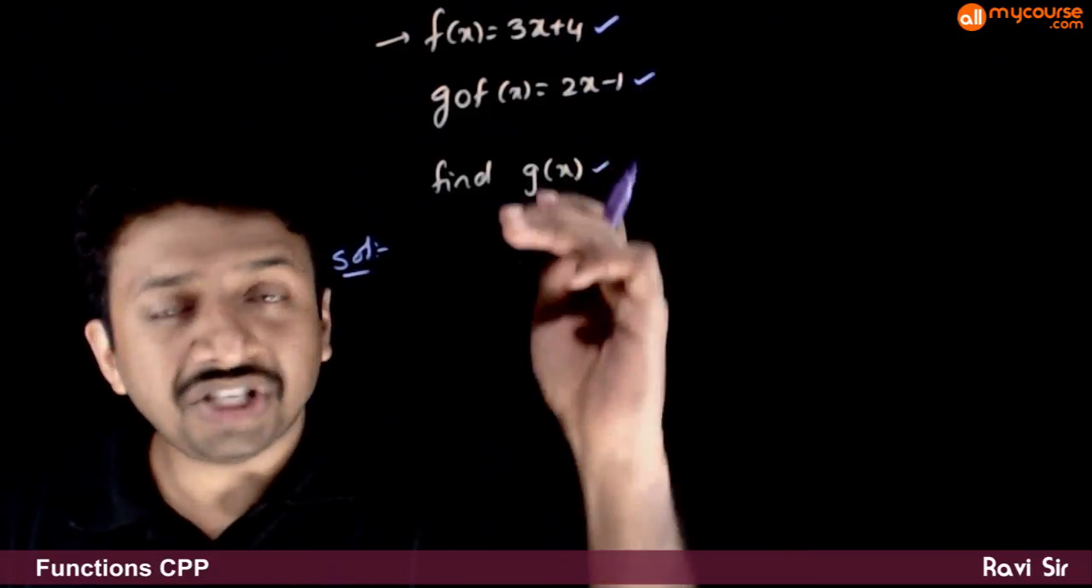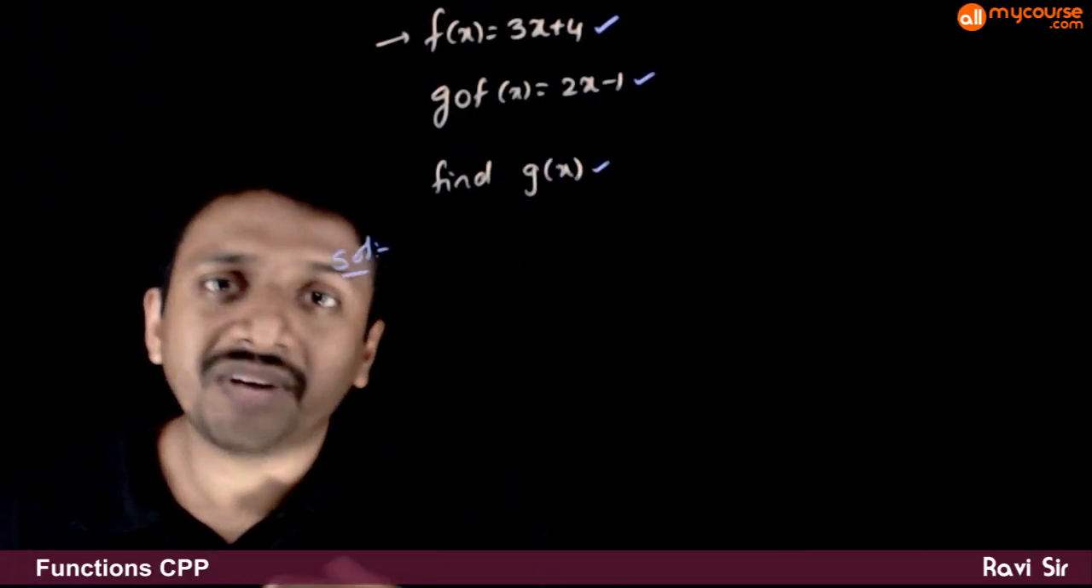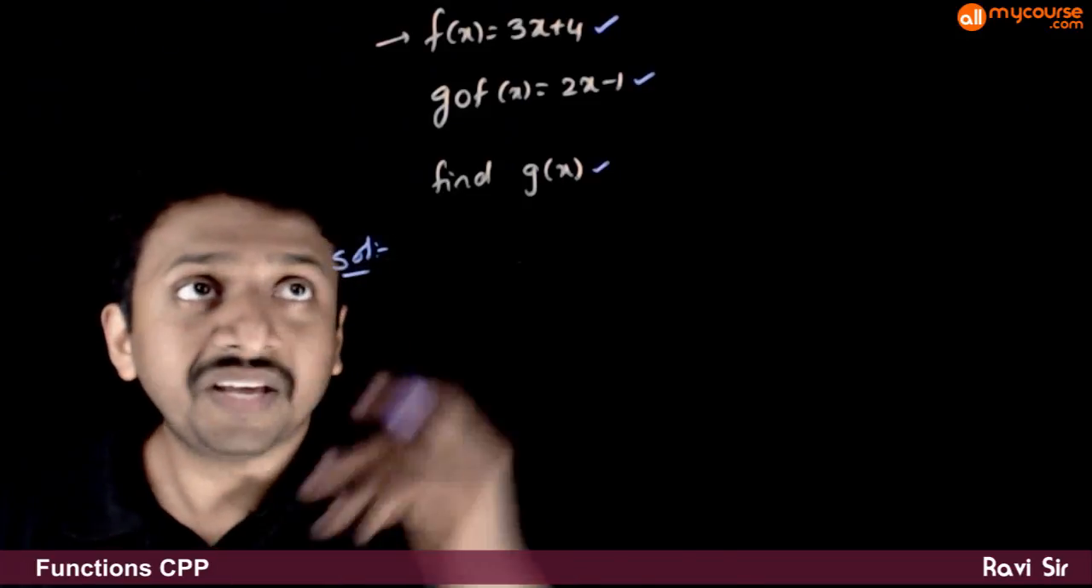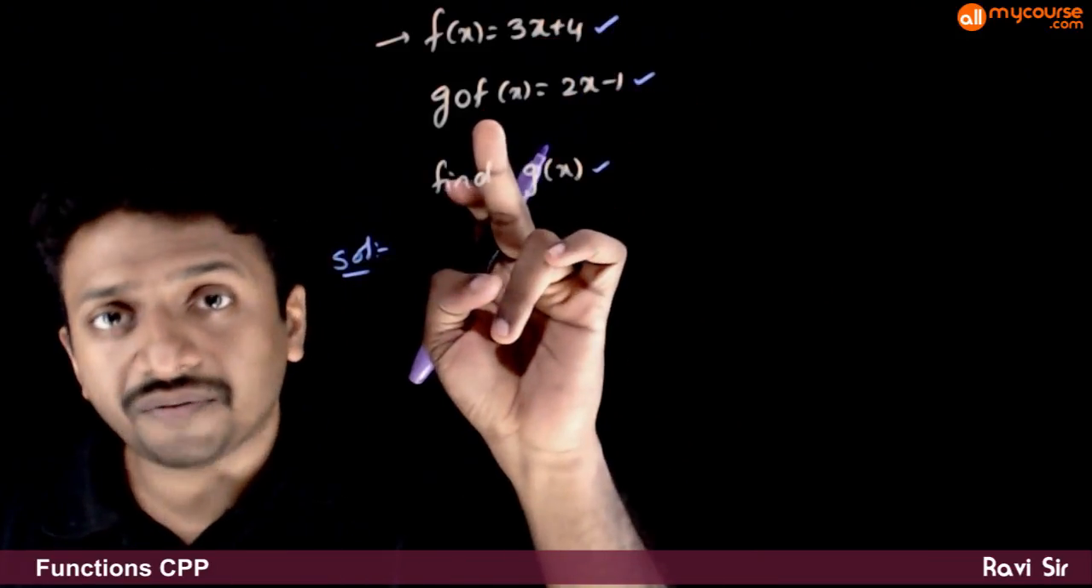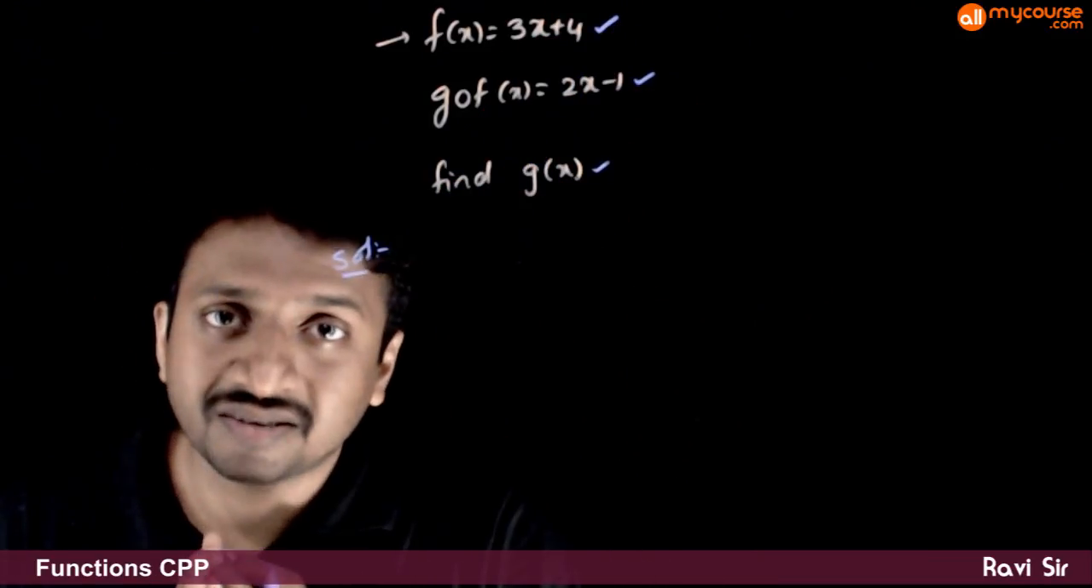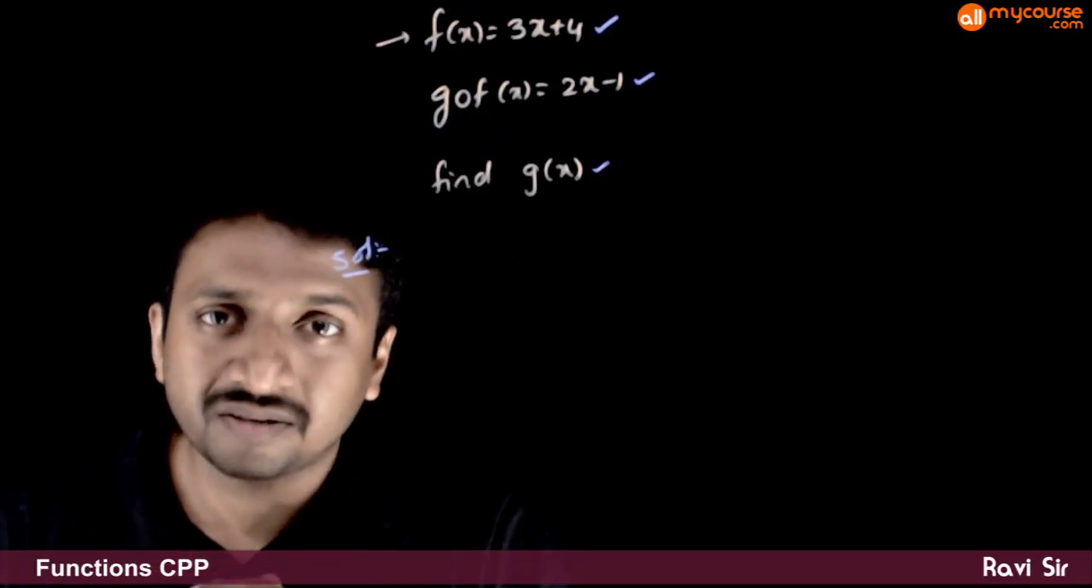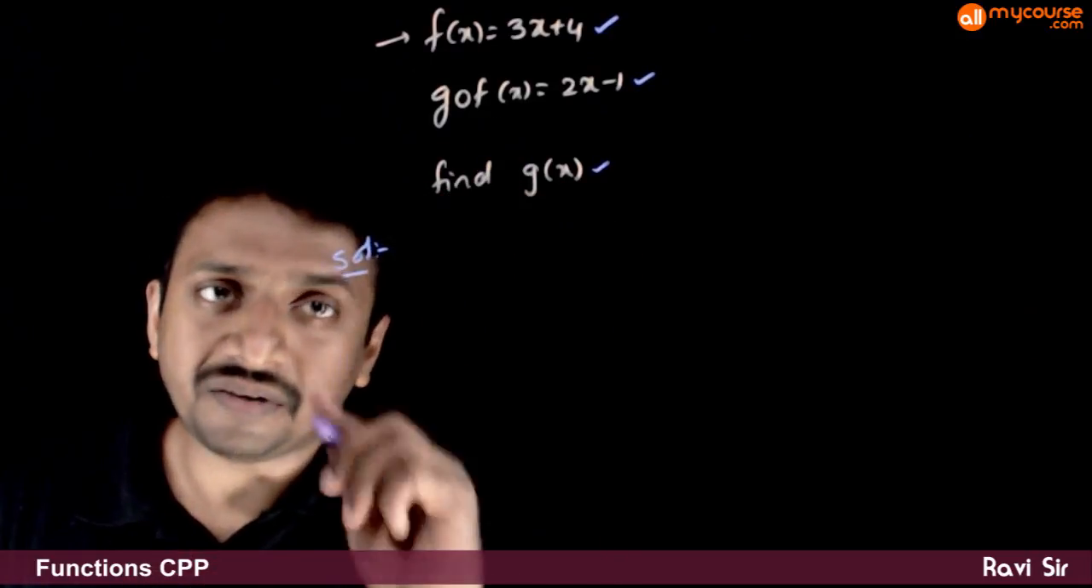So if f and g are given, g∘f can be very easily found out. Here f is given, g∘f is given, and you are asked to find g(x). So let us see if we can do this. Let us go from the given information.